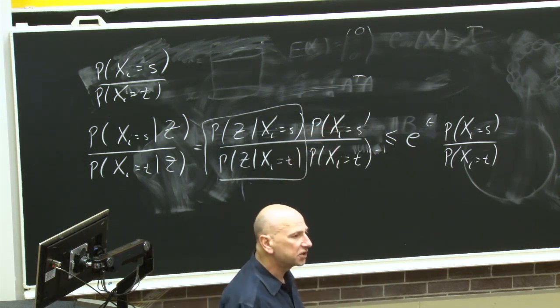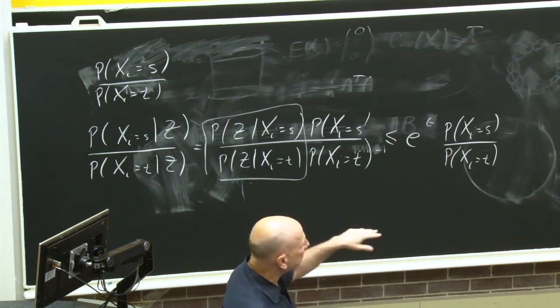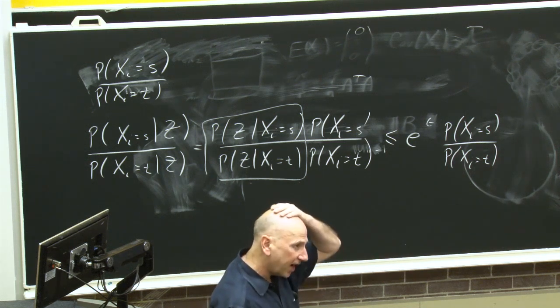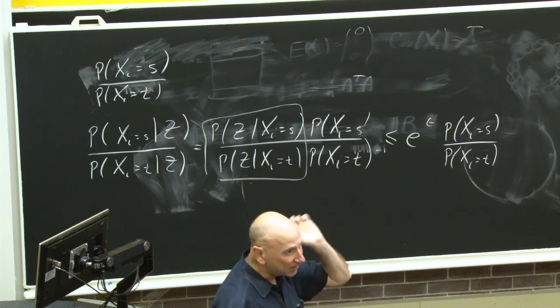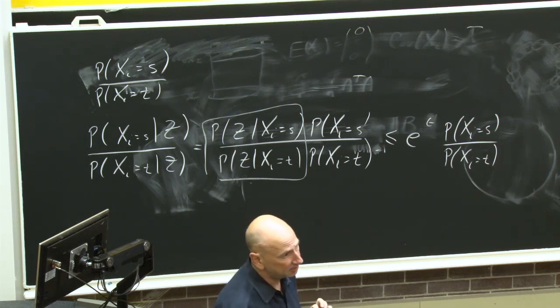Okay, so that's kind of the intuition about why people like this guarantee, that somehow it's not providing too much information about individuals, a particular xi in the database.